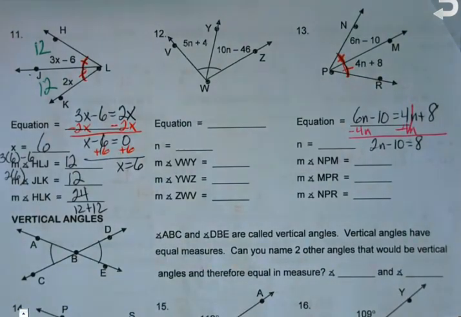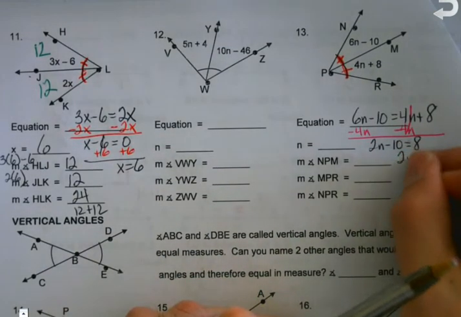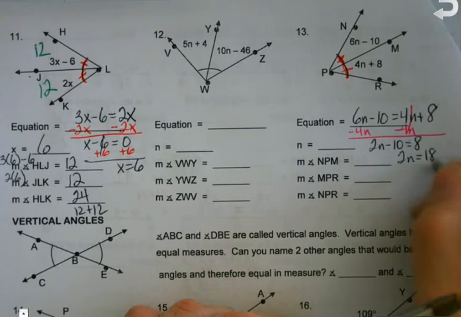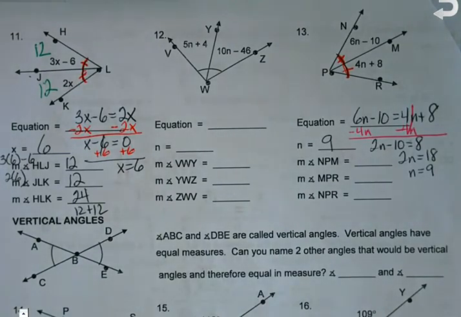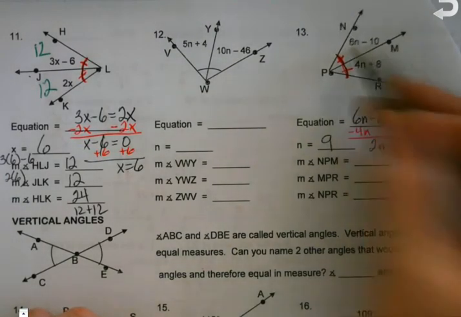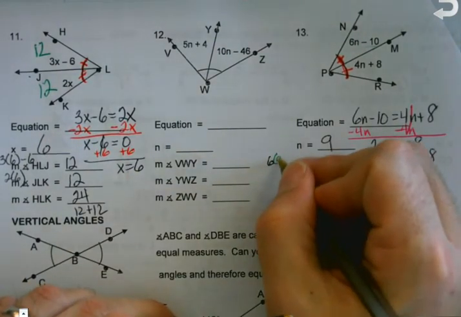And now, just like we've been doing since like the second week of school here, we're just going ahead and solving the equation. I'm going to add the 10 over, and divide by 2. So once I do that, now I can go back and go, okay, so NPM is the 6n minus 10. But I don't want to have the n. I know what n is. It's 9.